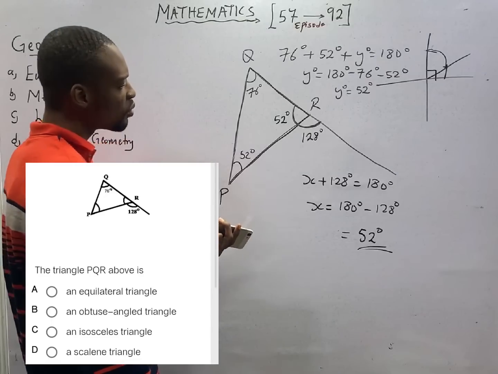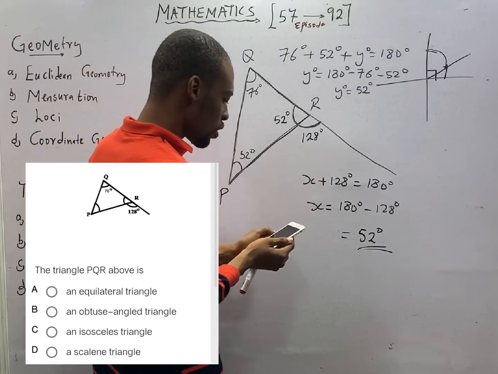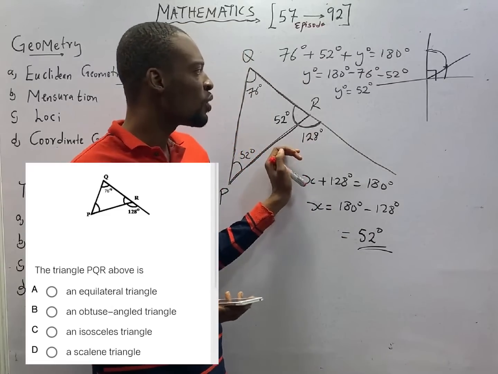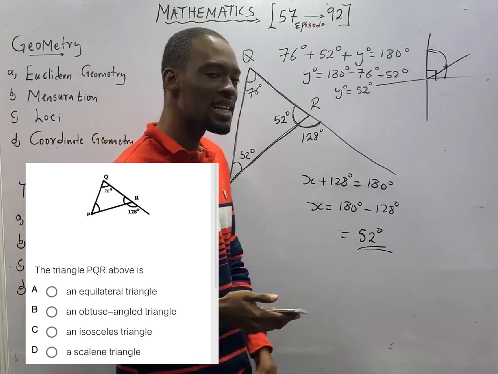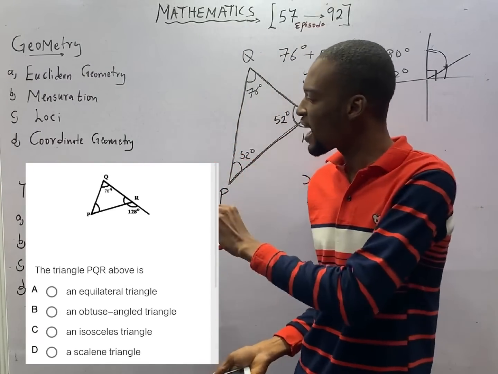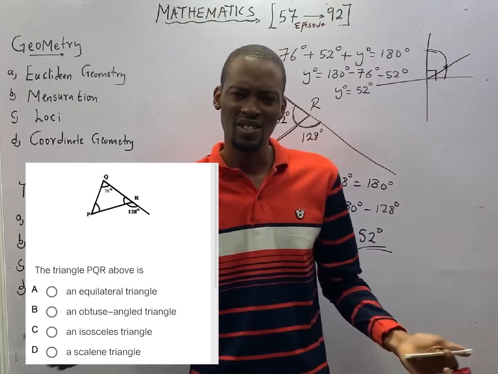This is a triangle with two angles equal. When two angles are equal in a triangle, we refer to that triangle as an isosceles triangle. So option C is correct. This guy is an isosceles triangle.